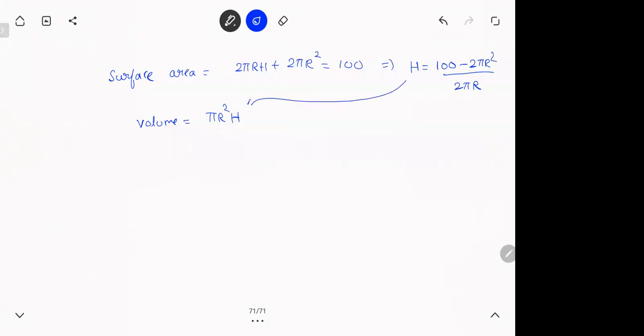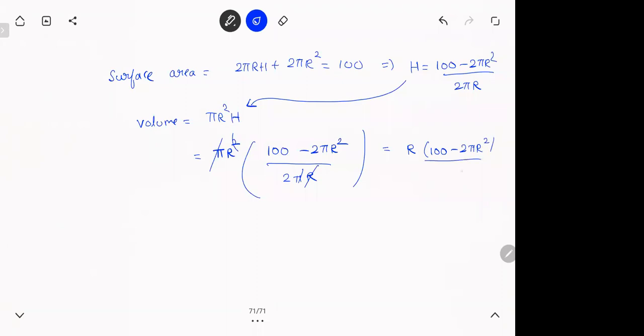Take this h from here and substitute, because you want only one variable, no? So pi r square into (100 minus 2 pi r square) by 2 pi r. Pi r will cancel. You have r into (100 minus 2 pi r square) by 2. 2 into 50 will cancel. You have r into (50 minus pi r square). So you have 50r minus pi r cube. So you got volume is 50r minus pi r cube.